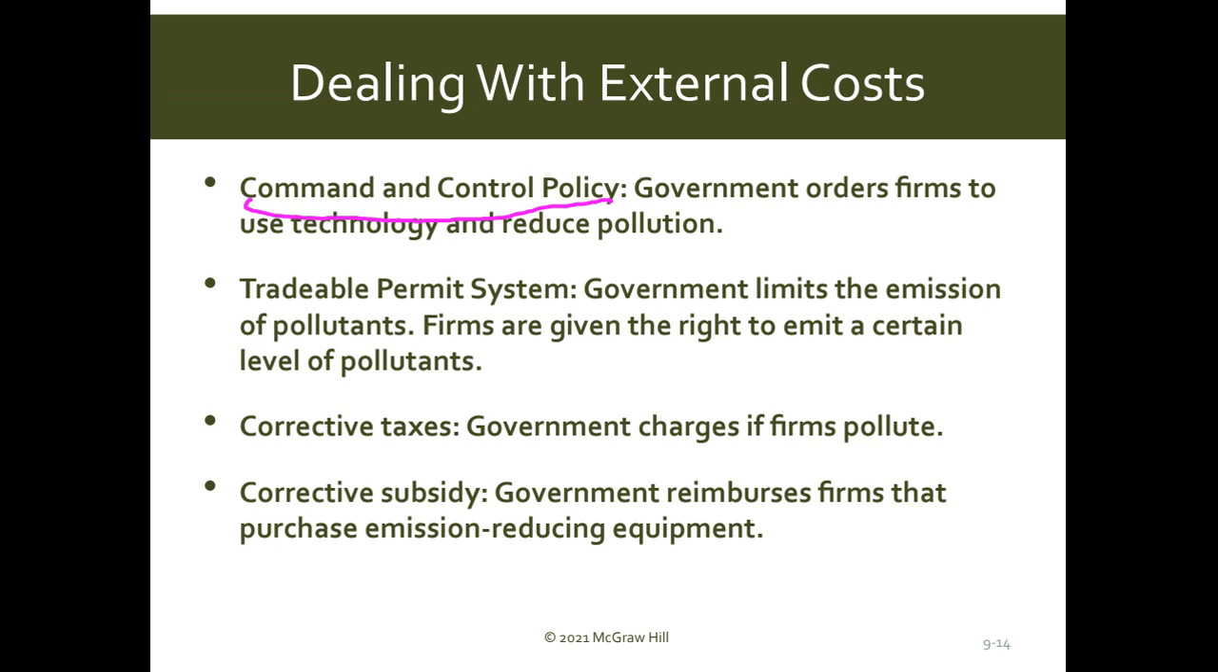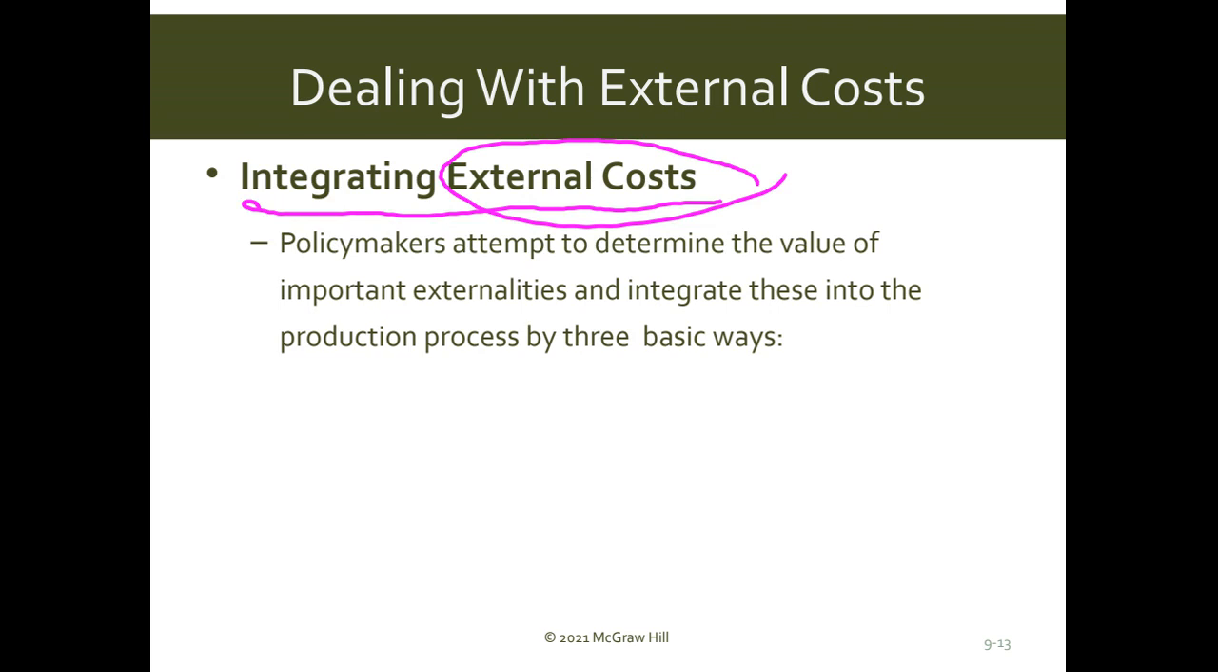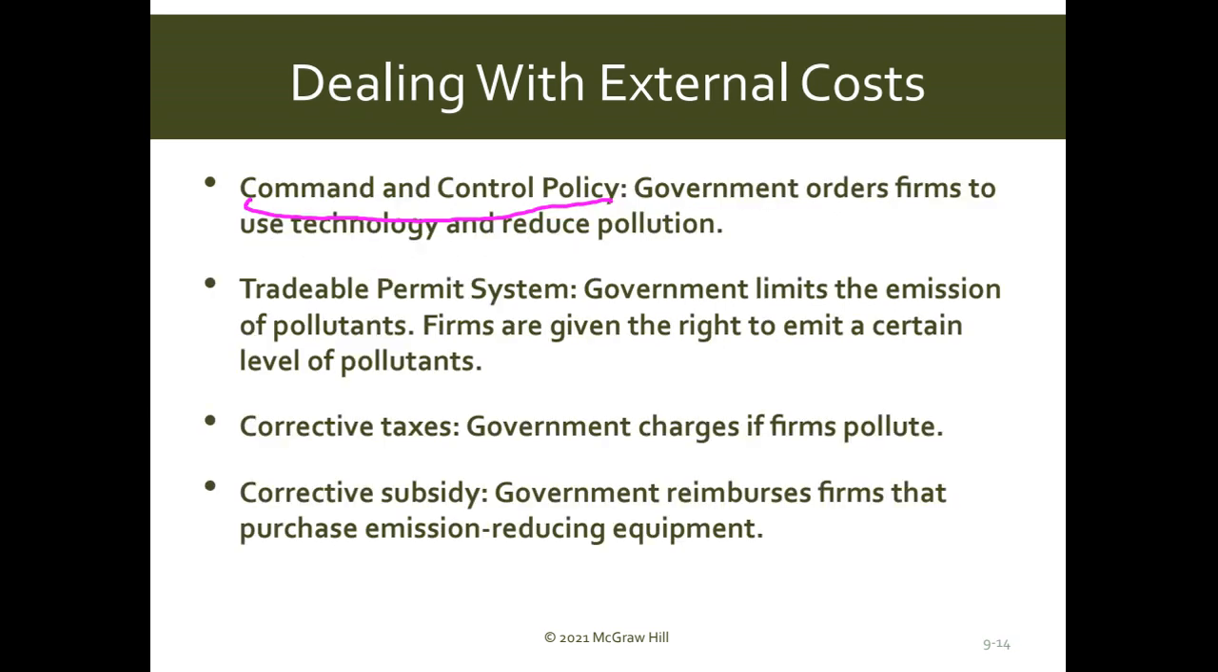The third one, it says third way, right? Corrective taxes or corrective subsidies. So government charges if firms pollute. Why is government charging? Because according to government, these firms are polluting and therefore they're imposing cost on the society. Who's going to pay those costs? Producers. And therefore government will impose taxes on producers.